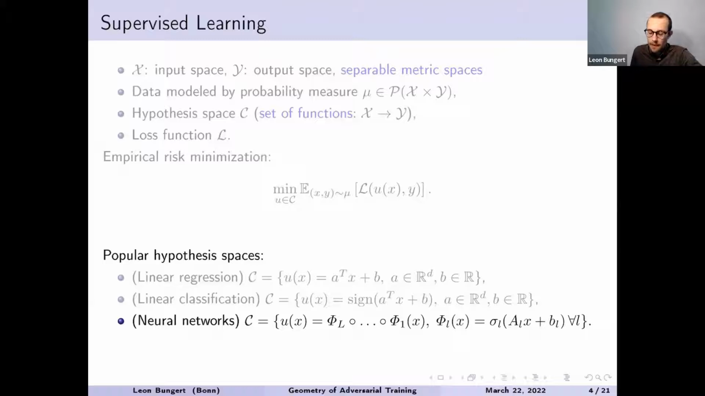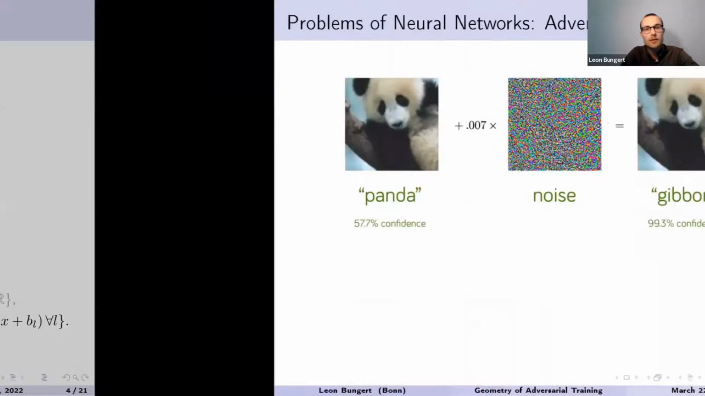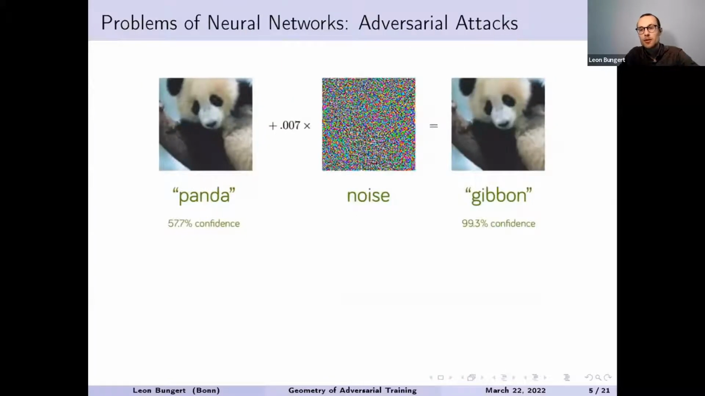Namely, it's given by a linear function composed with a nonlinear activation function, sigma L. Right? So this is the space of neural networks. And of course, I don't have to tell you that neural networks are extremely popular because they manage to solve difficult tasks very efficiently, as we've seen before.